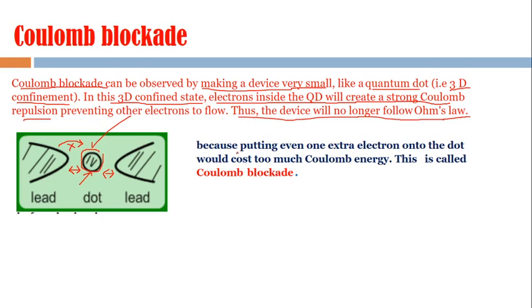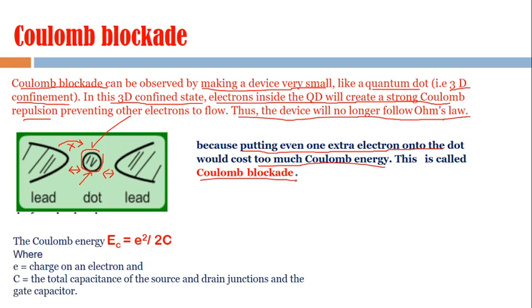The reason it is called Coulomb blockade is that putting even one extra electron onto the dot would cost too much Coulomb energy, right. This effect is known as Coulomb blockade, meaning bringing a unit charge even to this dot needs a lot of energy. The movement of electrons to this dot is restricted, and it is a very difficult task now.